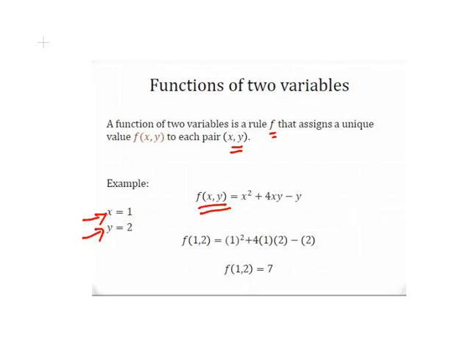Here what we have is x squared plus 4x times y minus 2. So essentially where we have x, just put in 1, and where we have y, put in 2, and then just evaluate it. So that is 1 squared plus 8, 4 times 1 times 2, minus 2. So therefore that is equal to 7.